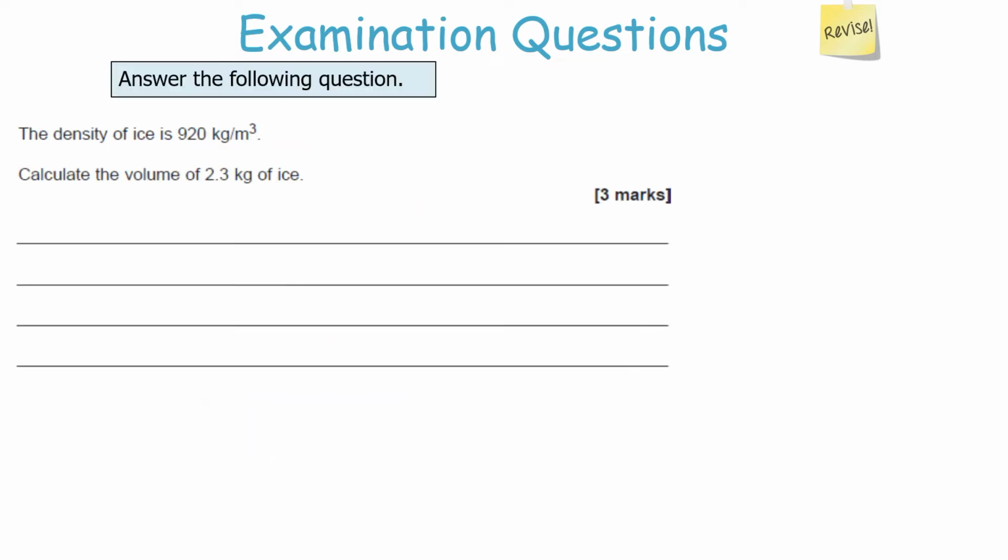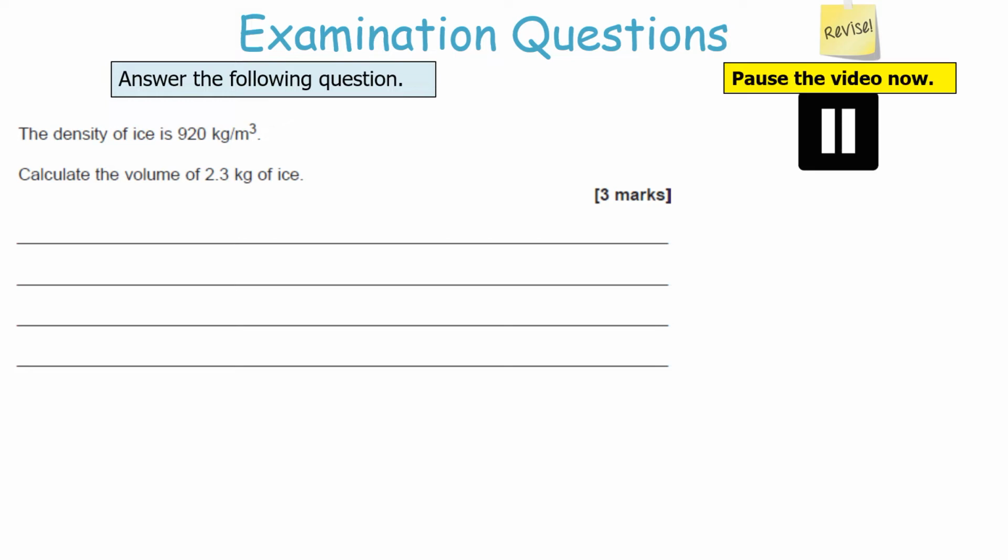The next question says, the density of ice is 920 kilograms per meter cubed. Calculate the volume of 2.3 kilograms of ice. So pause the video now, then unpause the video when you want to go through your answer.